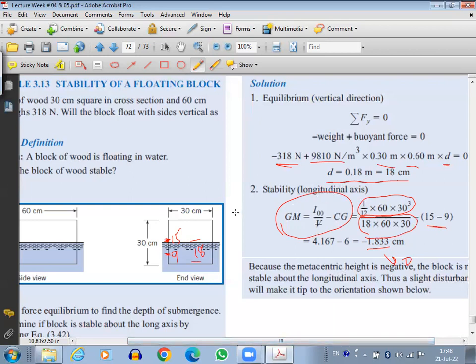So let's say one of the dimensions, let's say this 30 centimeter, I want this to be changed so that it becomes stable. So find out what would be the value here that would make it 0. So you can find out what would be the dimension of the block so that it becomes stable at this point. That is a kind of an extension which could come in the exam.